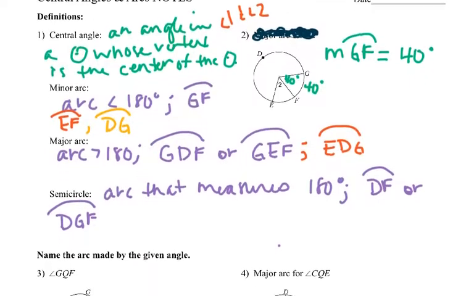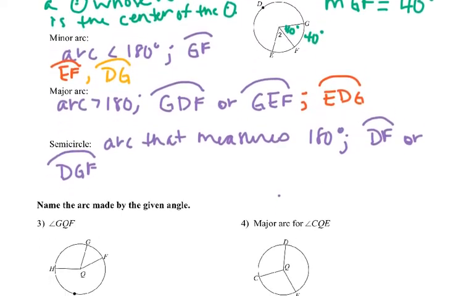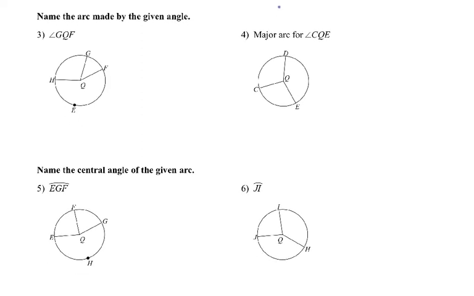All right, I think that pretty well covers our vocab. And let's take a look at some examples. So, name the arc made by the given angle. So, we're going to look at angle GQF. So, angle GQF, it actually intercepts 2 arcs. It intercepts this minor arc, GF, and on your homework, this is going to be multiple choice, right? So you're going to just choose it. But it also intercepts this major arc.